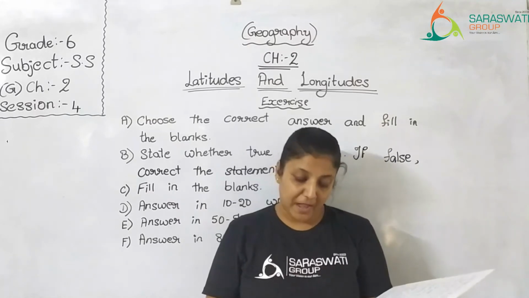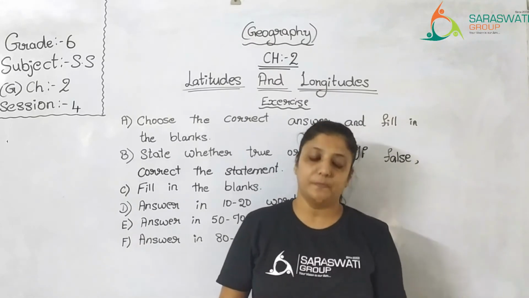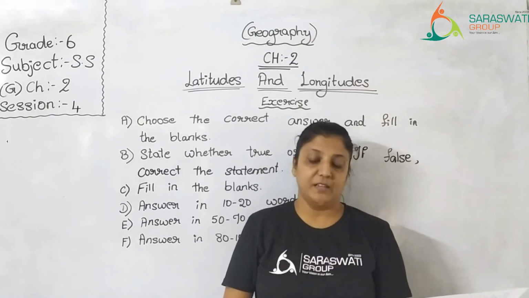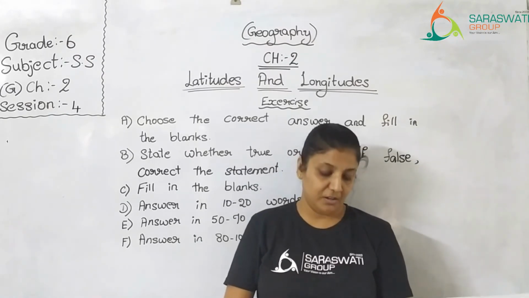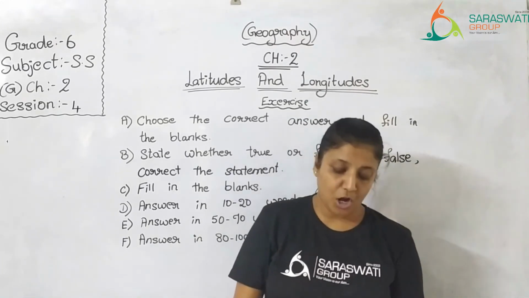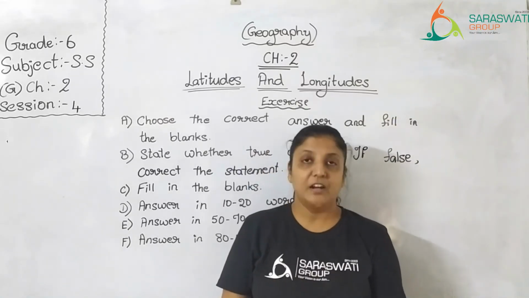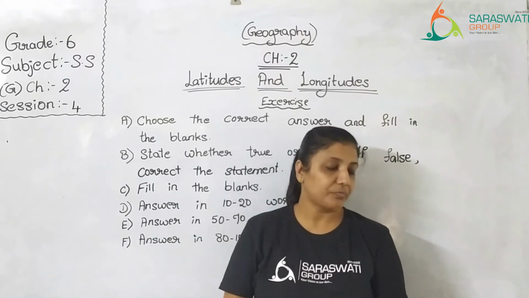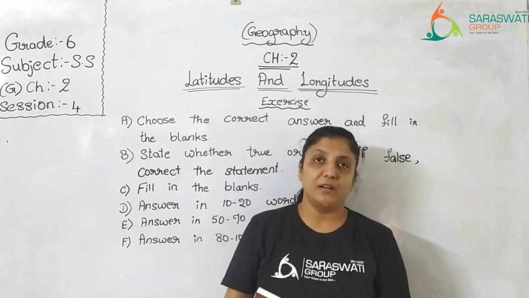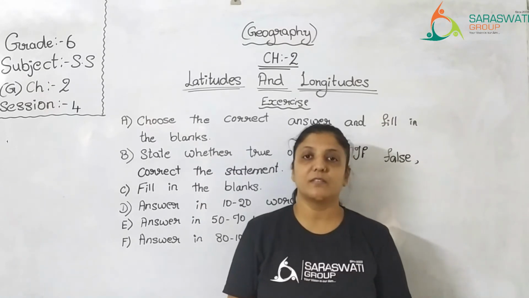Latitudes are parallel to each other. Longitudes meet at the poles. For latitudes, the length keeps on decreasing as we move from the equator towards the pole. And longitudes, all are of equal length and all pairs of meridians divide the globe. Next, there are 180 parallels of latitude and 360 meridians of longitude. Clear?